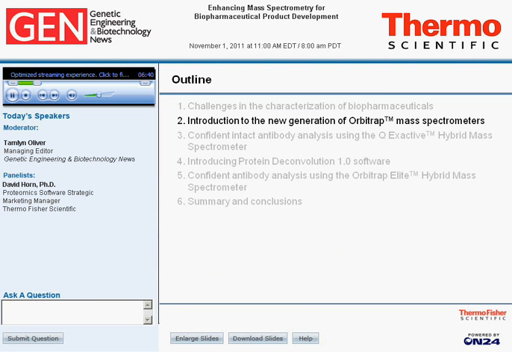So now, after that brief introduction, I want to get into the new generation of Orbitrap mass spectrometers, the Q Exactive and the Orbitrap Elite.